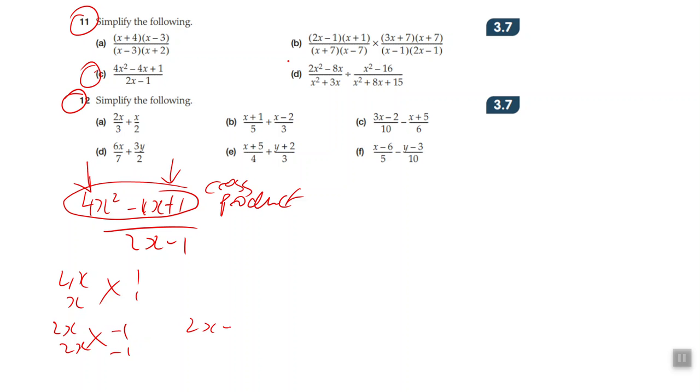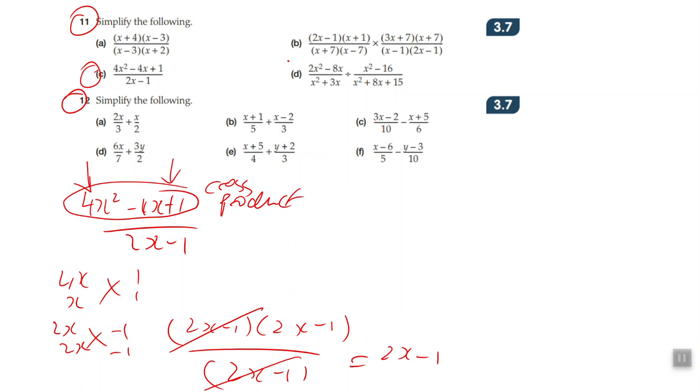So we've got 2x minus 1, 2x minus 1, divided by 2x minus 1. So as you can see, we can cancel the 2x minus 1 here and here. So you're left with 2x minus 1 as the answer.